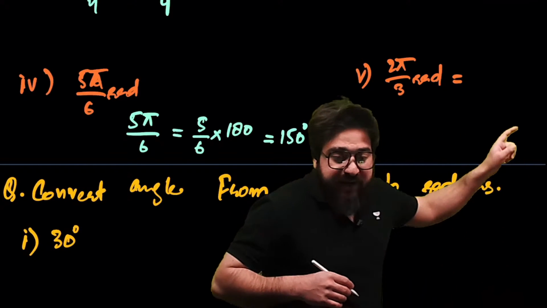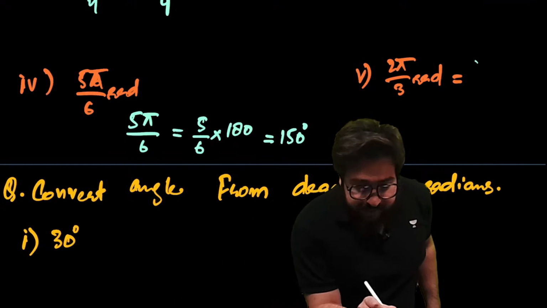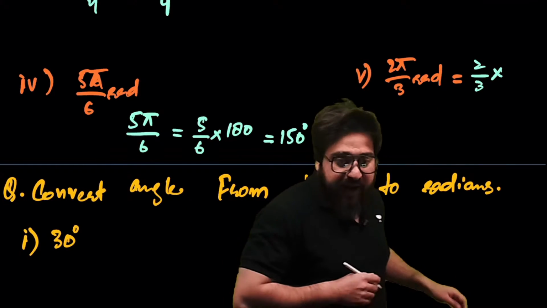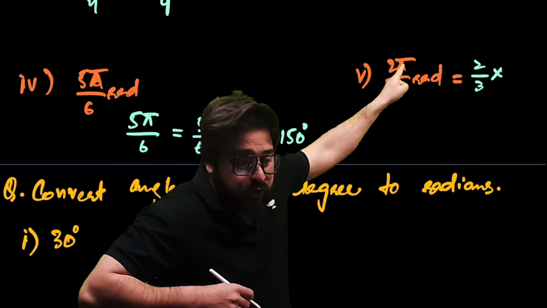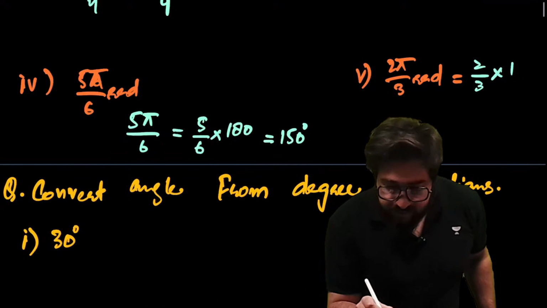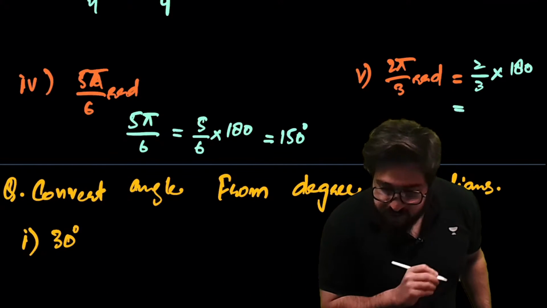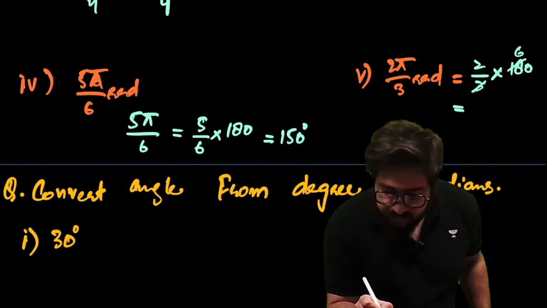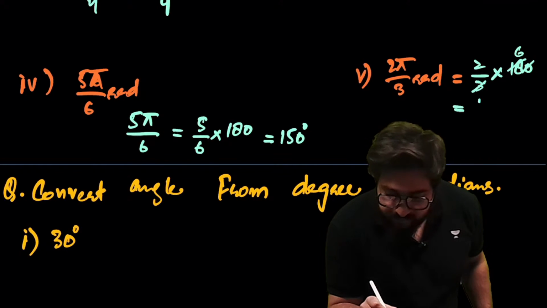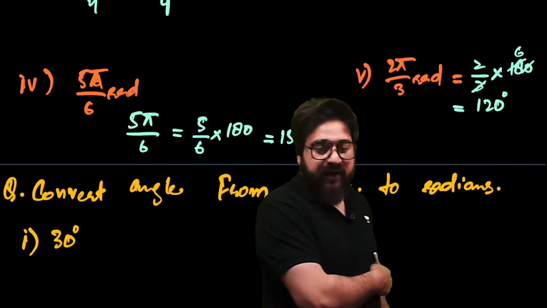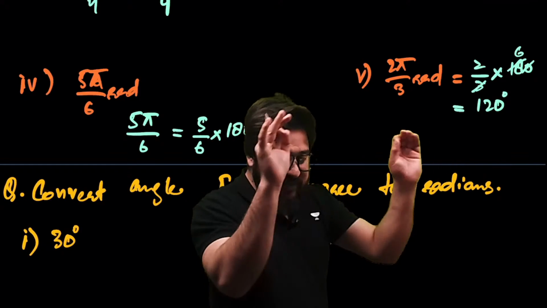Similarly, you can calculate this 2 pi divided by 3. You can write 2 by 3 as it is, and instead of this pi, you can write 180 degrees. So how much will it be? We say, sir, it will be 120. It is 120. Is this clear to each and everyone?